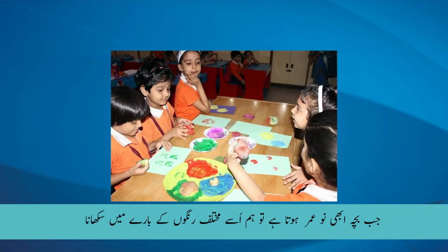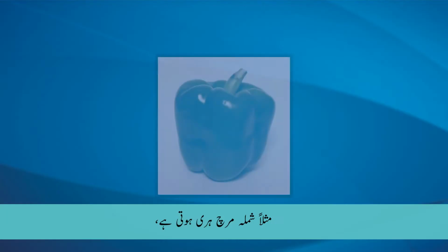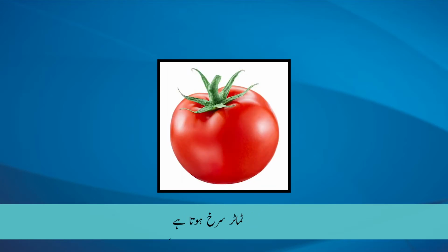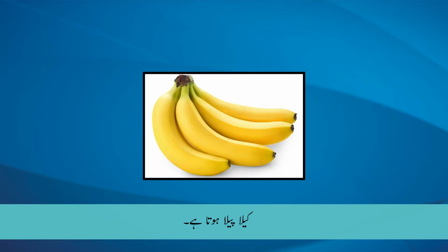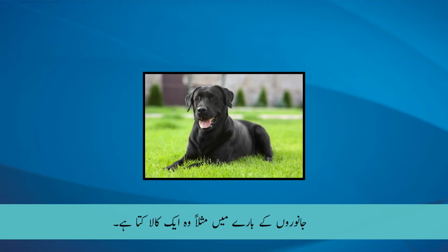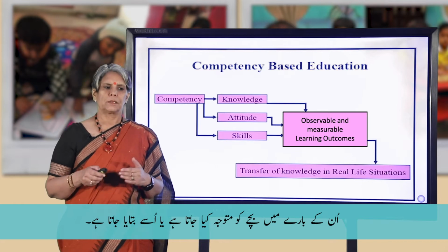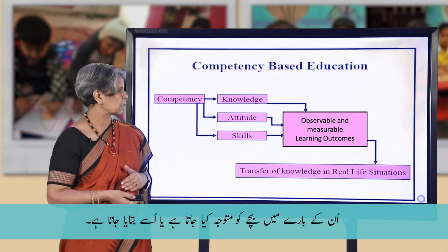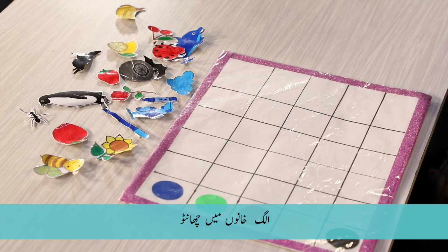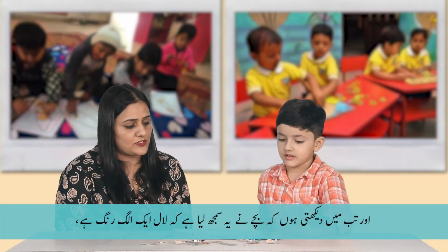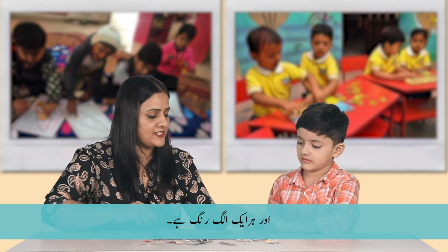When the child is young, we start teaching about different colors and we talk about different vegetables. For example, capsicum is green, tomato is red, and similarly fruits, that apple is red, banana is yellow, and about the animals, that this is a black dog. Different colors that the child sees in our day-to-day life, the child is taught about those colors. When I give a task to this child and say that you sort different colors into different boxes, and then I see that the child has understood that red is a different color, yellow is a different color, and green is a different color.